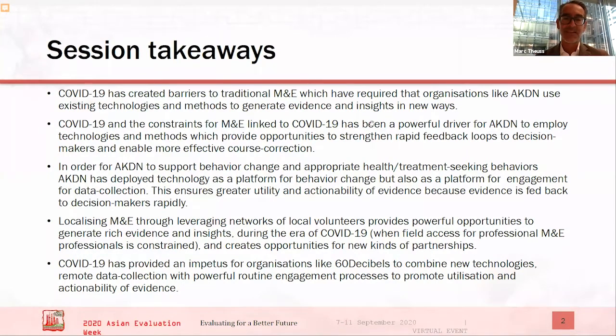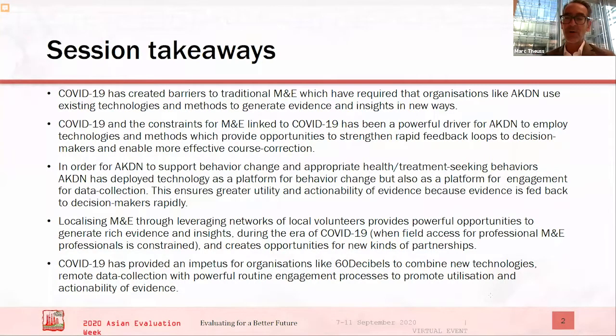So the key takeaways for today's session are that COVID-19 has created barriers to traditional M&E, which have required that organisations like AKDN start to use technologies and methods to generate evidence and insights in new ways. Often that process of being forced by the constraints of undertaking M&E during COVID-19 has been a powerful driver for us to innovate and to use methods and approaches which have strengthened rapid feedback loops to decision makers and improved course correction, which has improved our approach to programming.